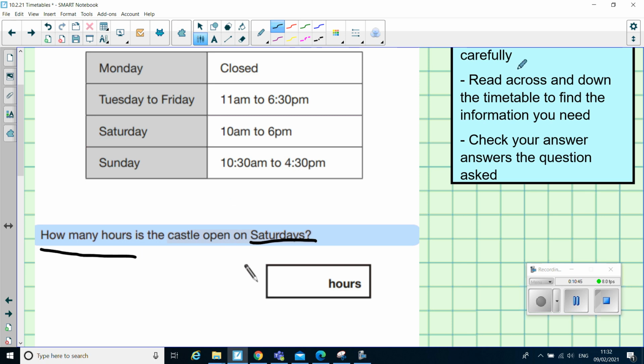So I've read the question carefully. Now I need to read across to find the answer. So Saturday, 10 a.m. till 6 p.m. And I need to know how many hours that is. So I'm going to count on. So at 10 a.m., 11 a.m. is 1 hour, 12 p.m. is 2 hours, 1 p.m. 3 hours, 2 p.m. 4 hours, 3 p.m. 5 hours, 4 p.m. 6 hours, 5 p.m. 7 hours, 6 p.m. 8 hours. So I know that the castle is open for 8 hours on Saturdays.